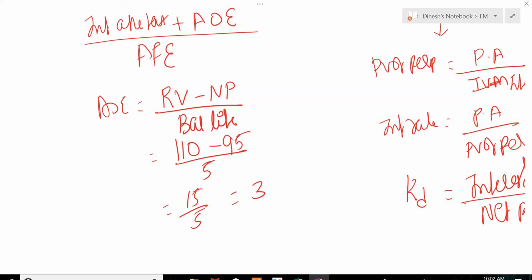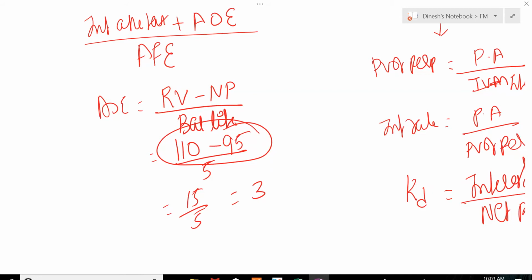All this analysis is from the company's point of view. Average funds employed is the average of this 110 plus 95 by 2. Average of redeemable value and net proceeds. This is called a shortcut method to the answer. If you want the exact answer, then we have to do IRR, internal rate of return. I'll get a cash flow and then calculate IRR. I'll show in one question where I get the IRR also. IRR is the exact answer. If somebody wants to know the real answer, it's IRR. But this is an approximate answer and this is what we use.